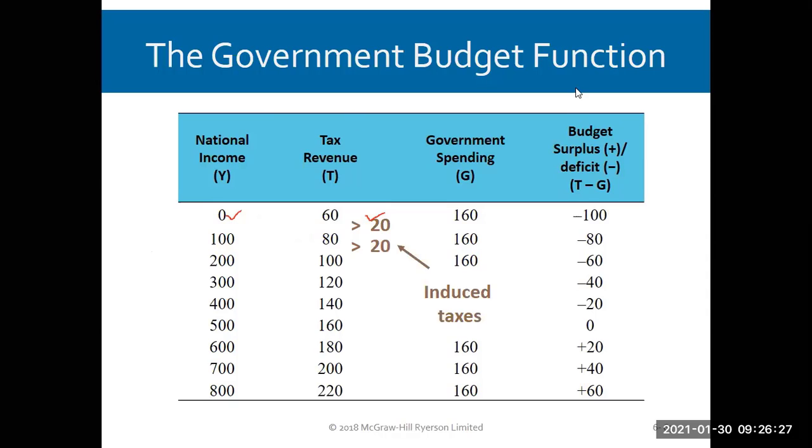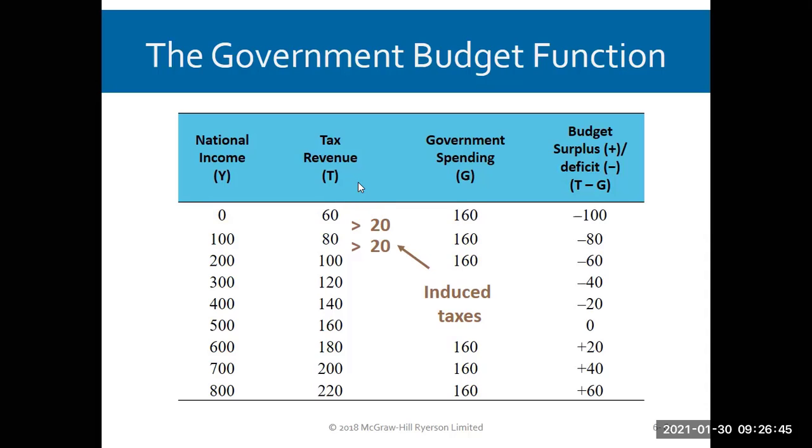Okay, now we see that induced taxes are 20. What does that mean? Well, that means as income rises by 100 there, taxes rise by 20. Income rises by 100 there, taxes rise by 20. So we've got this induced taxes of 20.